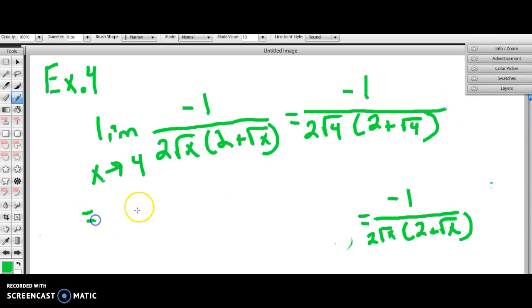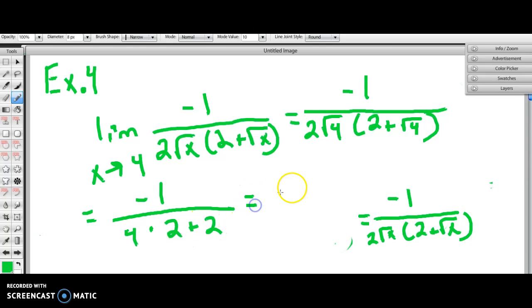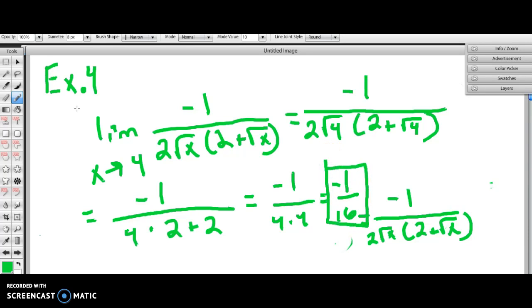All right, and let's simplify this. Negative 1 over 2 times square root of 4 is going to be, square root of 4 is 2, so 2 times 2 is 4, times 2 plus 2, which is 4. So you have 4 times 4. And you should get negative 1/16. So the limit as x approaches 4 of 1 over x square root of x minus 1/2 over x minus 4 is negative 1/16. Cool.